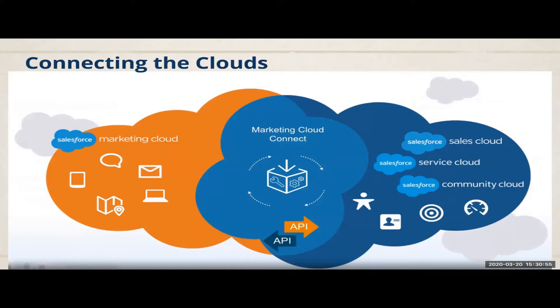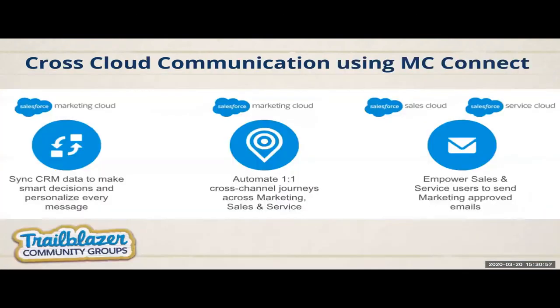Okay. And as part of the cross cloud communication, the various ways that you can actually look at the data coming in is one is you can see the data from CRM that can actually flow in from sales and service cloud into marketing cloud. And once you have CRM data, then you can use that for sending out marketing communications. Like now it's more personalized.